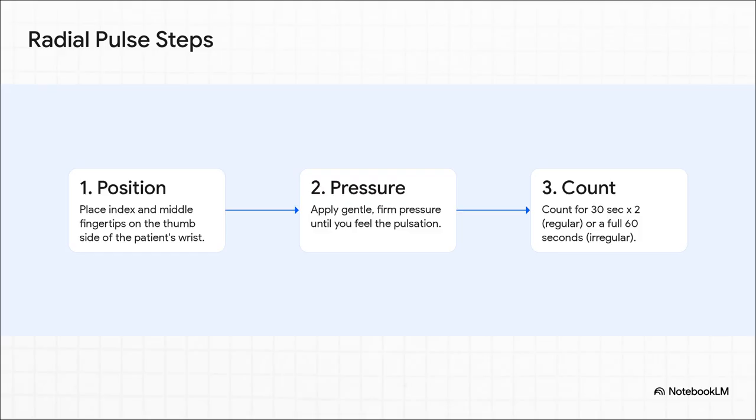Use the pads of your first 2 fingers, and whatever you do, never use your thumb. Your own thumb has a pulse, and you'll end up counting that instead. Use gentle pressure. Now, if the rhythm is nice and steady, you can count for 30 seconds and just multiply by 2. But, and this is a big but, if it feels irregular at all, you have to count for a full 60 seconds. No shortcuts.